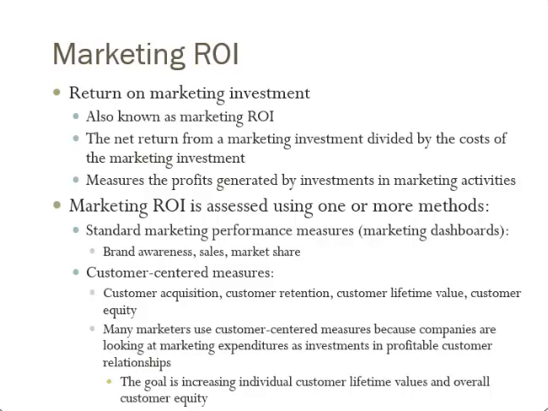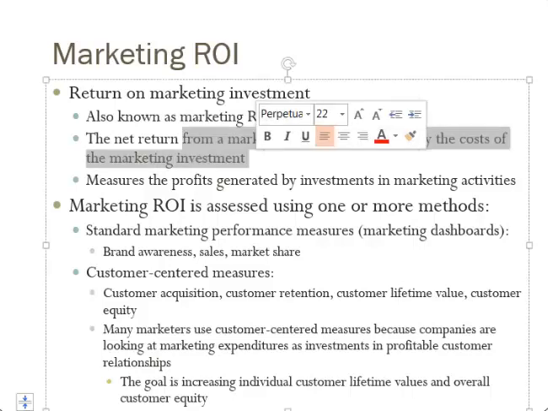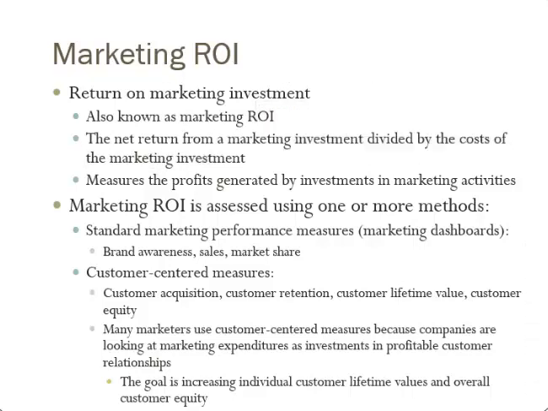But overall, you still have to look at return on marketing investment. This is the net return from a marketing investment divided by the cost of the marketing investment. If you put $1 million into marketing, and because of that campaign you increased your business by $2 million, well, then you've made an extra $1 million. You've made 100% on your investment. You invested $1 million and you made $2 million. So you got 100% of your original investment.